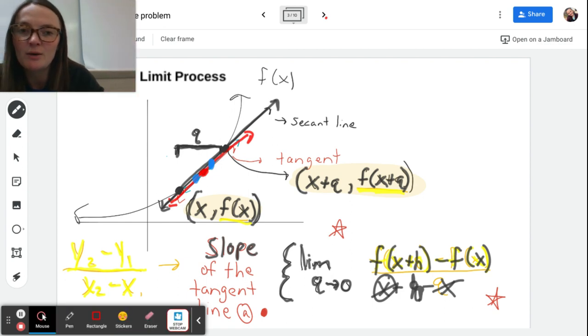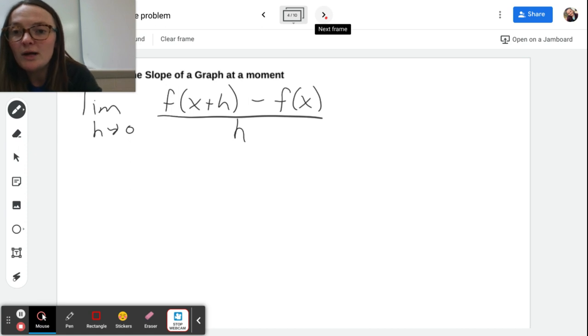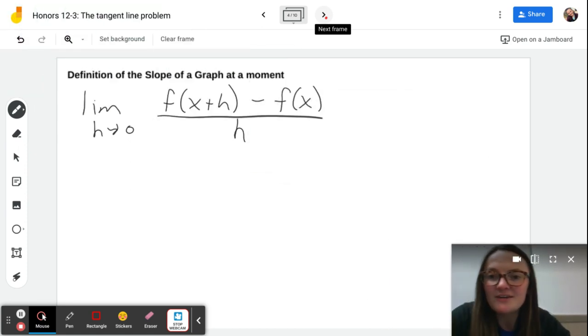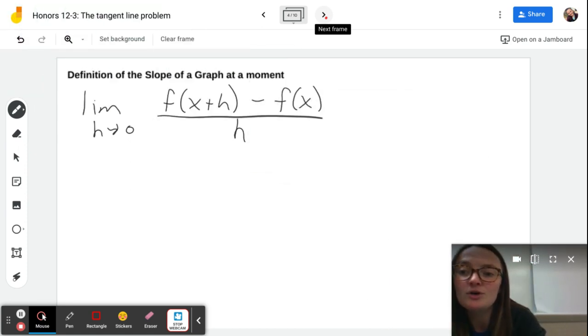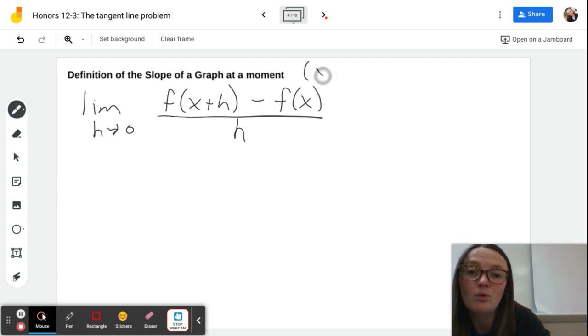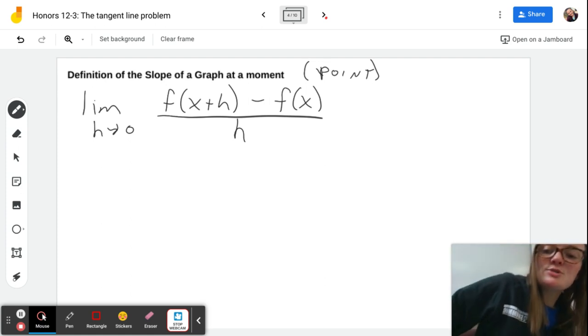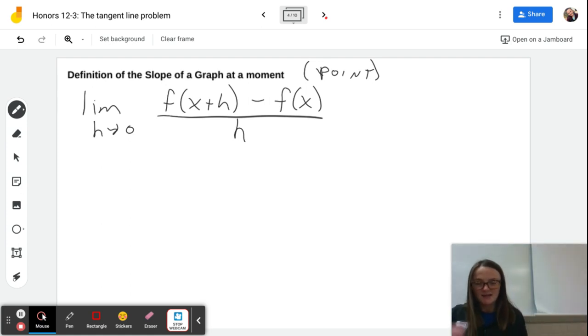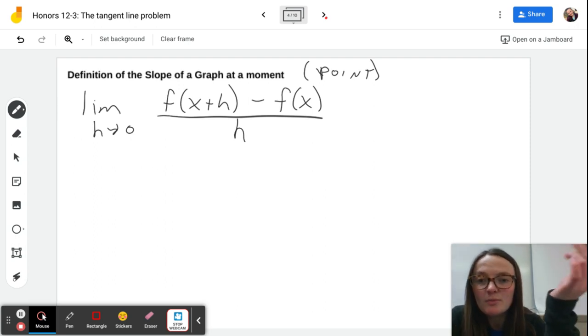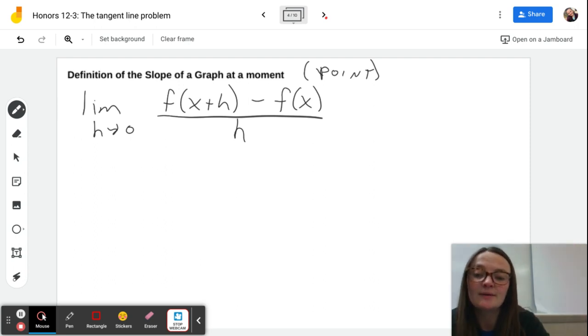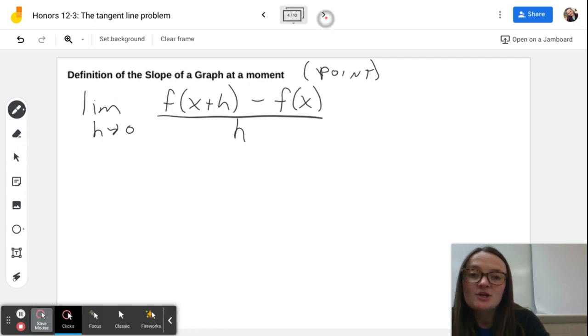So we're going to go and talk about what that means. Number one, if you just want to know the definition of the slope of a graph at a moment, you could also say the slope of a graph at a point. This is the equation for it. It's what we've been doing this whole time: the limit as h approaches 0 of f of x plus h minus f of x all over h. These are the same thing. If I want to find the slope of the graph at a moment, I need to use the limiting process. So let's go ahead and practice.